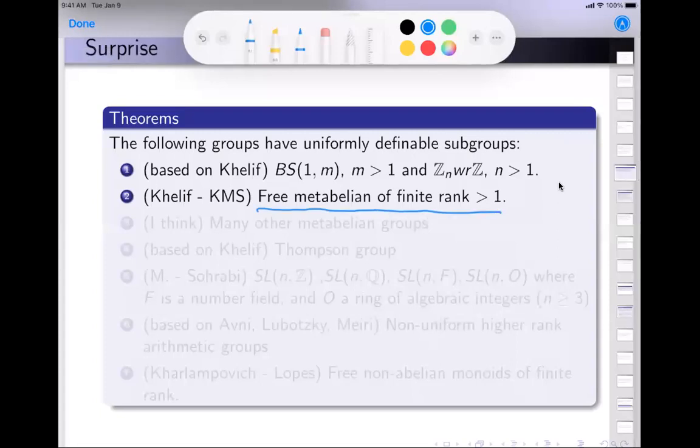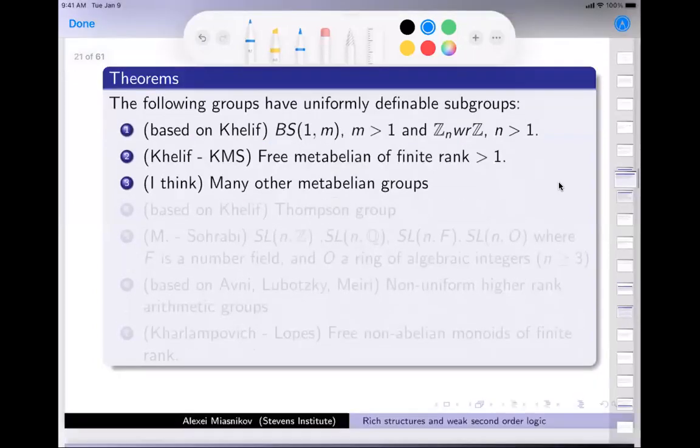Kharlampovich announced, he gave a sketch of a proof which works for free metabelian of rank 2. Unfortunately, it doesn't work for rank more than 2 because the module, the derived subgroup, which is the module over the abelianization ring, is not free unless it's rank 2. So you need to have much more technique to prove this. So it was done in this paper by us. Actually, I think that many other metabelian groups as well. I don't want to get into it, but there are quite a lot.